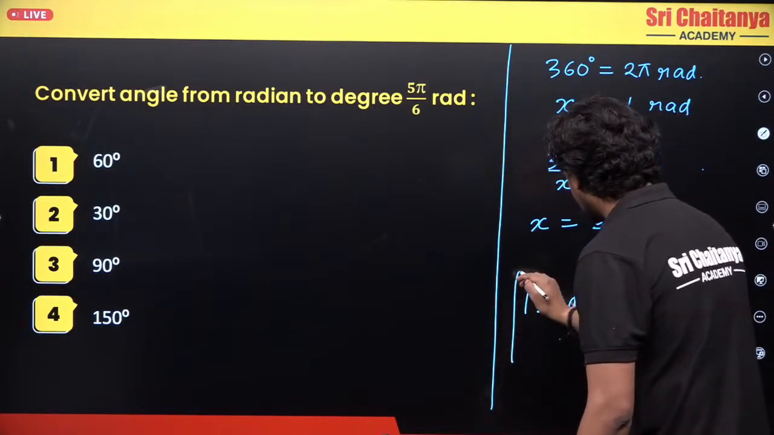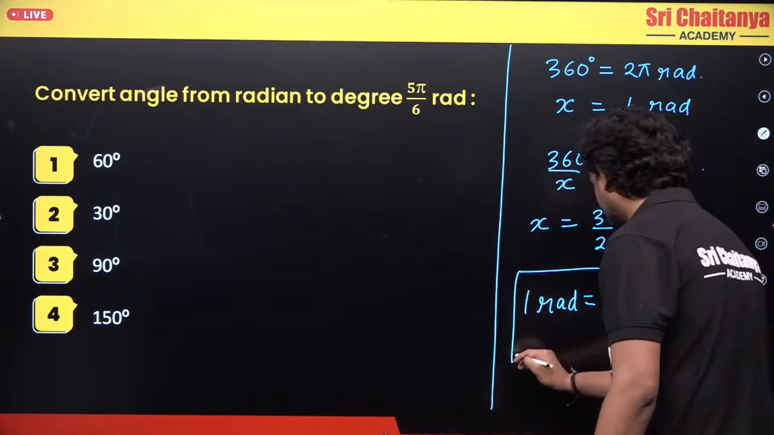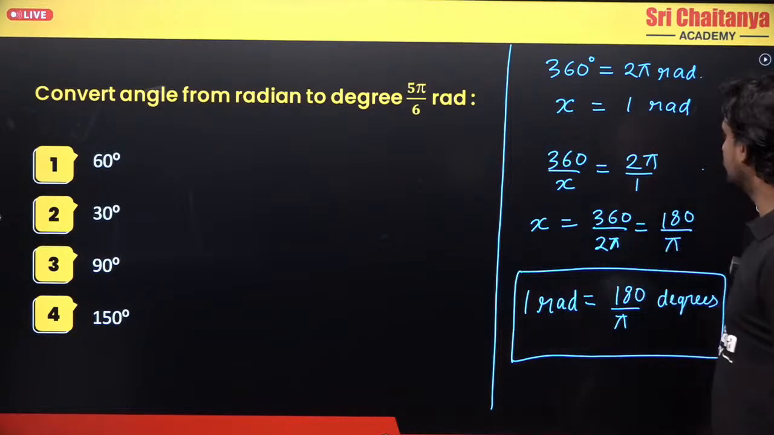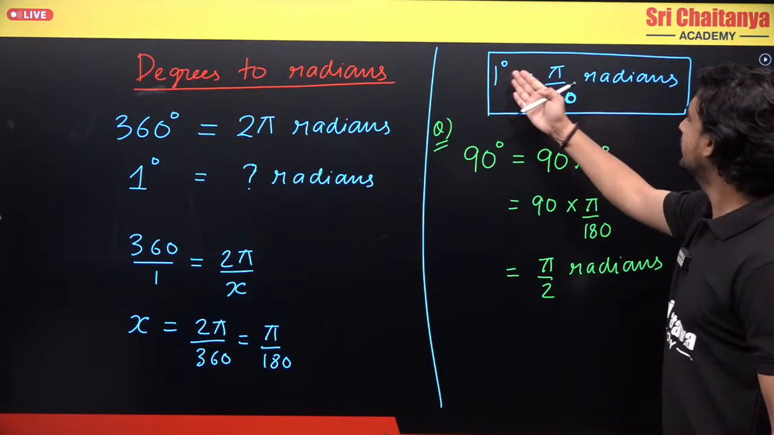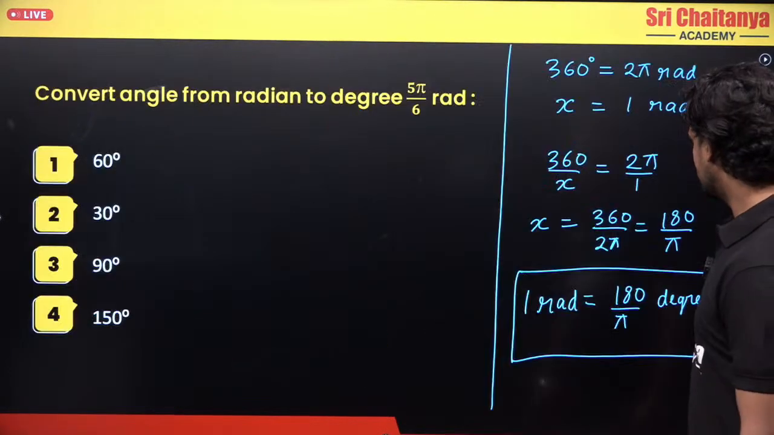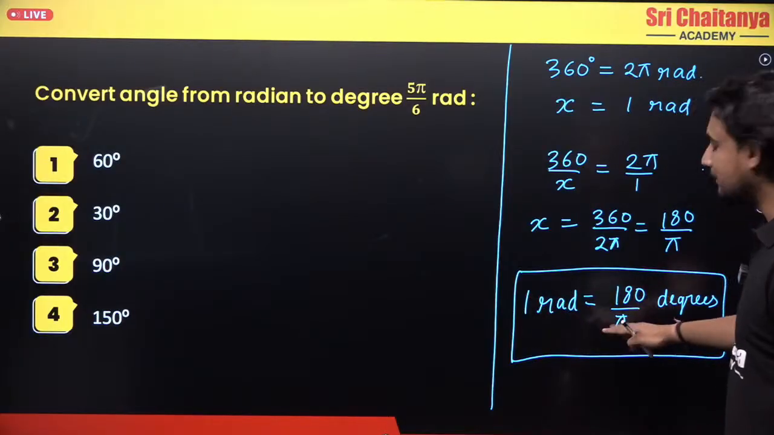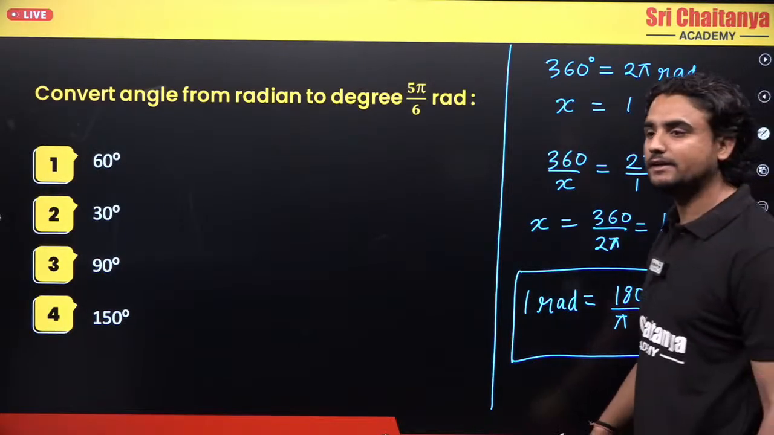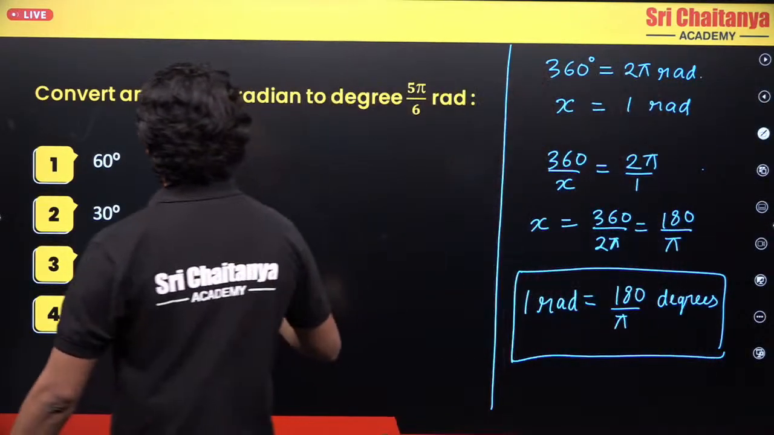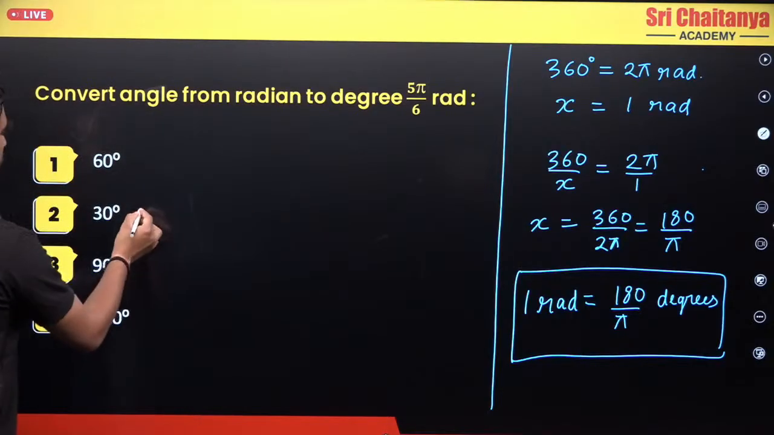Okay, so this is the new thing we should use here, right? If you go back, I can say that 1 degree is pi by 180 radians. Similarly, 1 radian is 180 by pi, the opposite of this, right? So now what can we do here? So let's write this. Okay, let's solve this question.